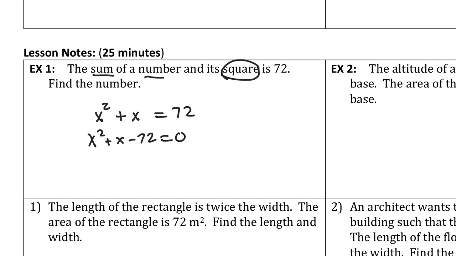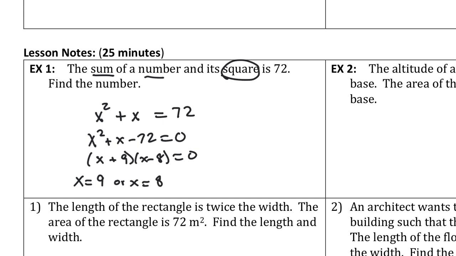Now, you have choices. You can use the quadratic formula or you can factor. For this problem, I think we should factor. We get x plus 9 times x minus 8 is equal to 0. So x has two answers, x equals negative 9 or x equals 8.